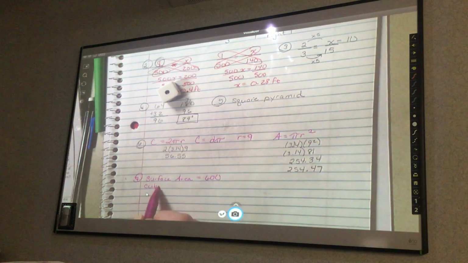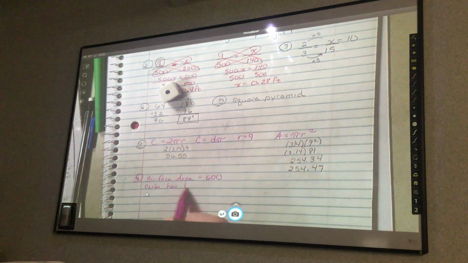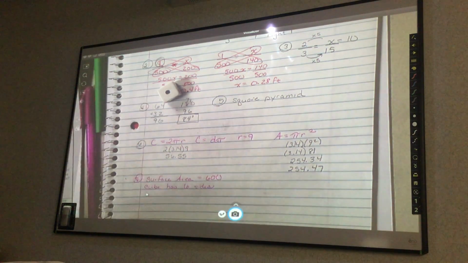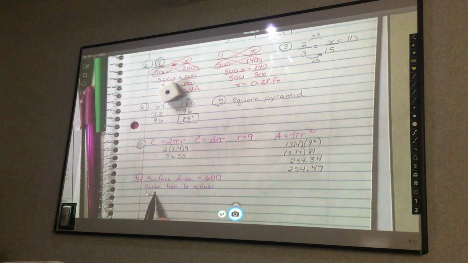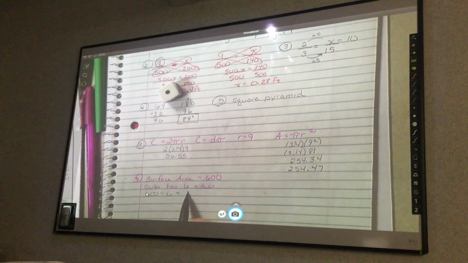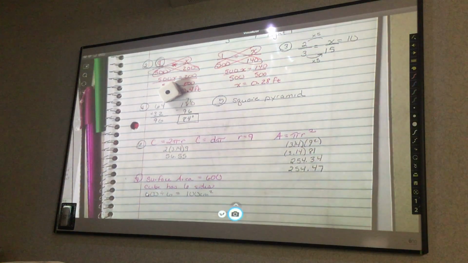A cube has 6 sides, right? So I'm going to take 600 divided by my 6 sides, and each side is 100 centimeters squared. Okay?